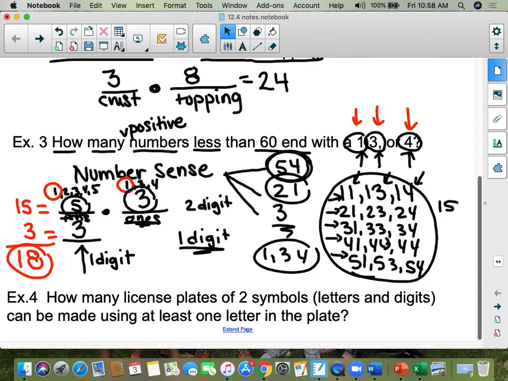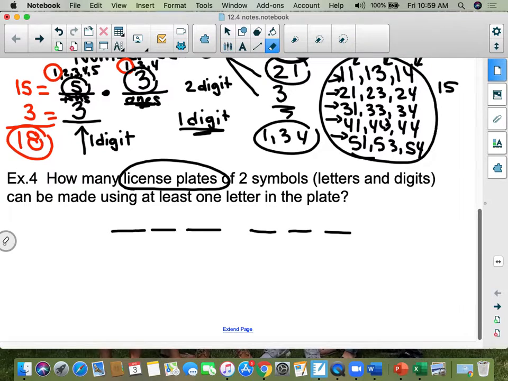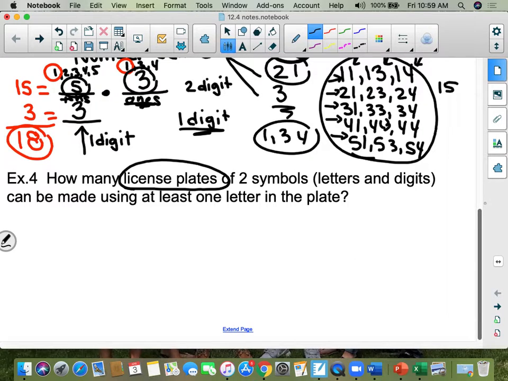Okay, let's do another one. People have to do this for a living. They have to give out license plates in every state. Don't we have 3 and 3 for Minnesota? But somebody has to keep track of license plates and how to give out license plates. So let's just talk about a 2-symbol license plate. They want 2 symbols on this license plate.